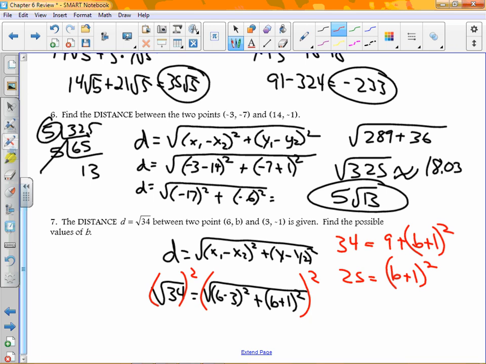I got a square root. How do I get rid of a square root here? Square it. How do I get rid of a squared over here? Square root it.